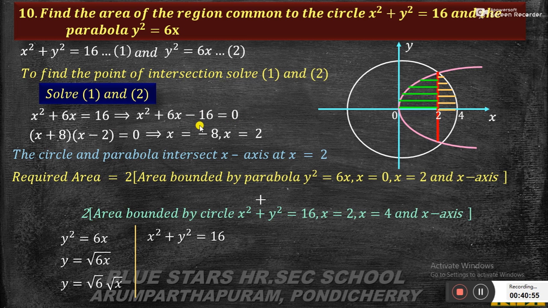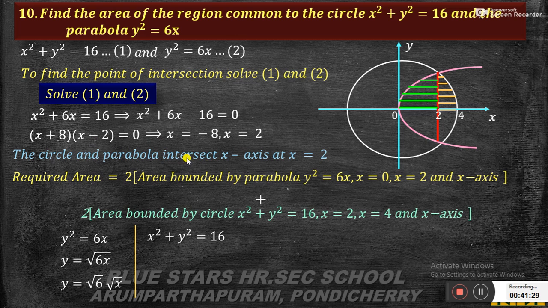Now we factorize this. 8 twos are 16. 8 into minus 2, we multiply 8 into minus 2, minus 16. So we add: 8 minus 2 is 6. So x square, that means x plus 8, x minus 2 equal to 0. In the next step, the product of the factors equal to 0 means each of the factors equal to 0. So x plus 8 equal to 0, x minus 2 equal to 0. x plus 8 equal to 0 means x equal to minus 8. x minus 2 equal to 0 means x equal to 2.